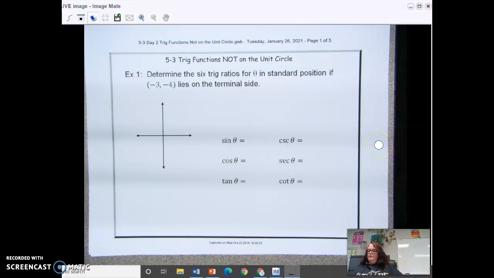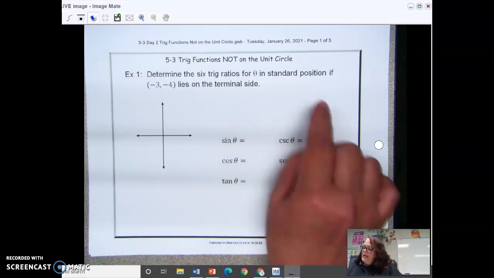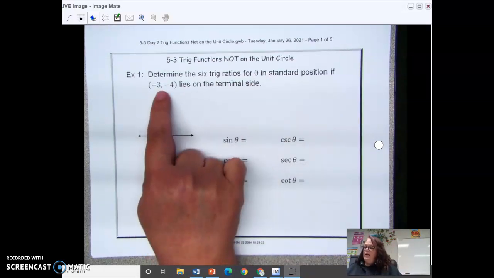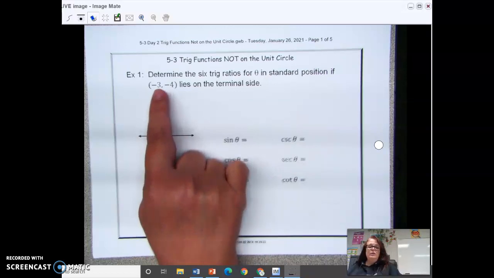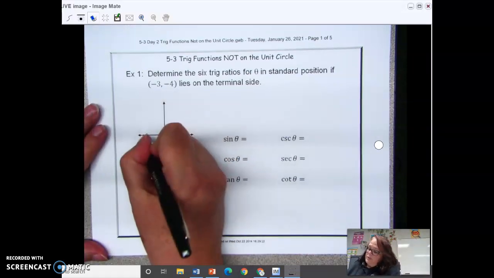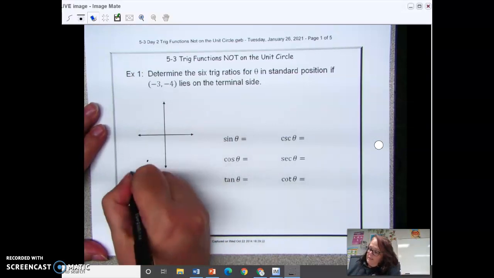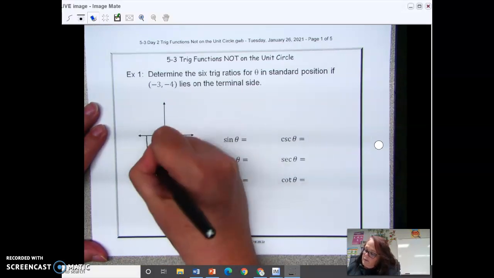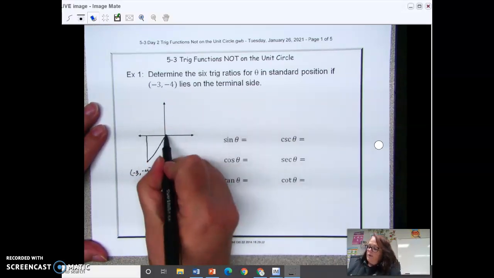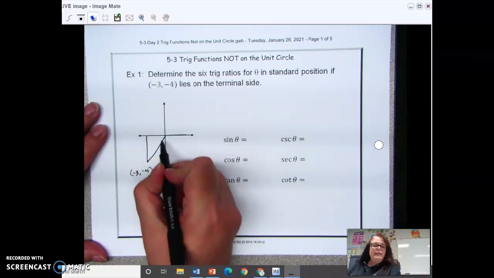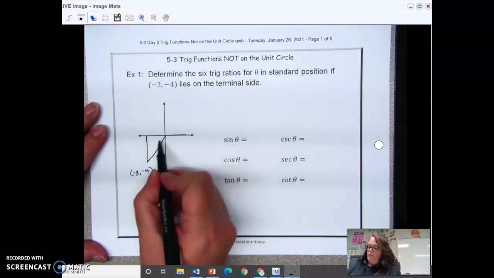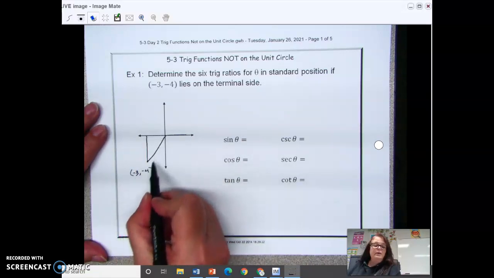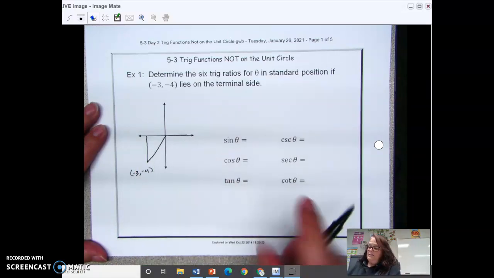All right, so for example, if we take a look at this problem, they're saying that we want the 6 trig ratios for theta if the standard position has us with -3, -4 lying on the terminal side. So if I go to the left 3 and down 4, that would be this point, -3, -4, which would give me this reference triangle. My original angle would be this whole angle right here, but I'm really only worried about this triangle. If I know my x, my y, and my r, then I can find all of these values.